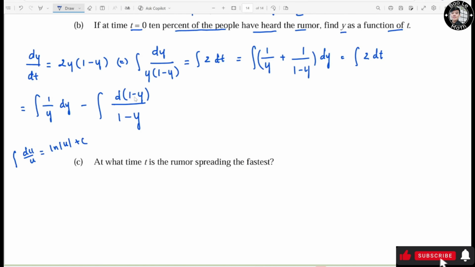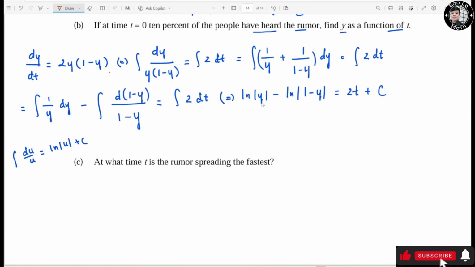Because when I take the derivative of this one, it's going to be negative dy. So I have a negative sign here, and it becomes positive, so nothing changes at all. So keep that in mind. Equals the antiderivative of 2 dt. So it's going to be ln|y| - ln|1 - y| = 2t + c.